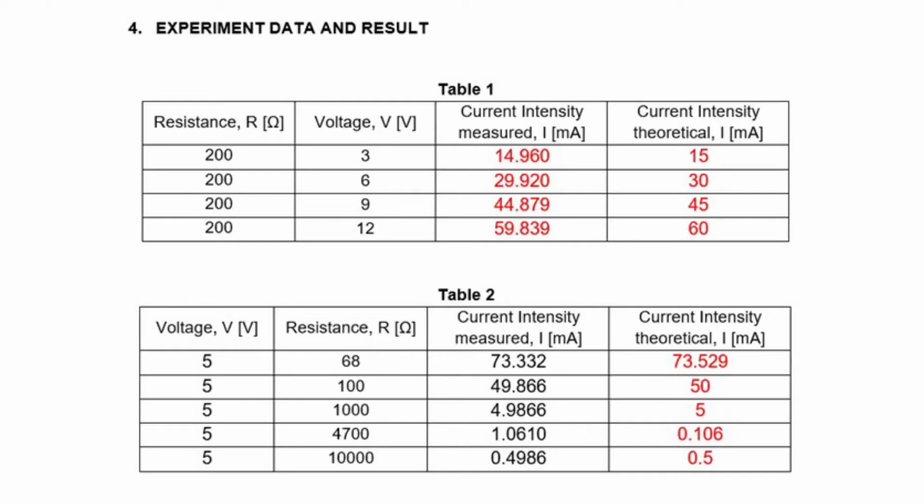Okay, I also repeat the same step for the theoretical value. So I get for 3 volt is 15 milliampere, 6 volt is 30 milliampere, 9 volt 45 milliampere and 12 volt 60 milliampere.